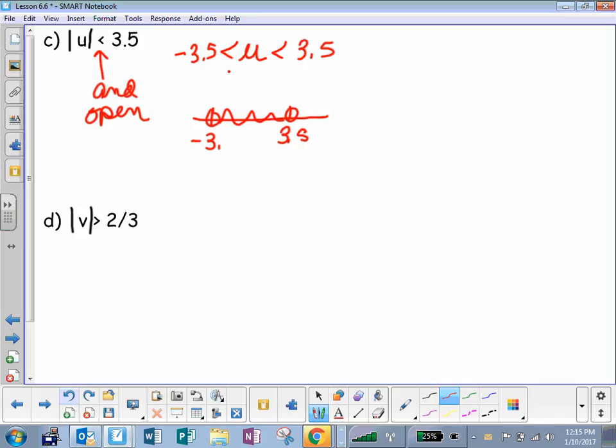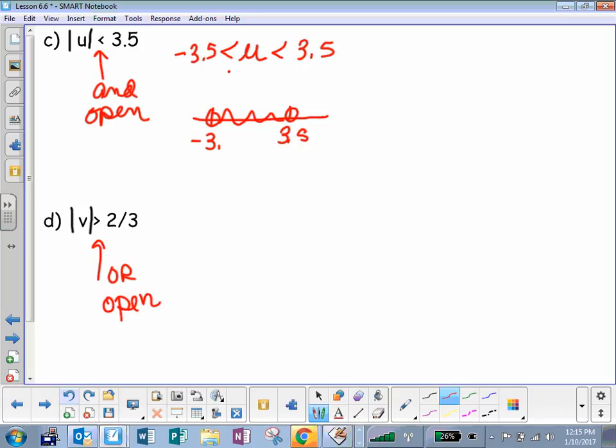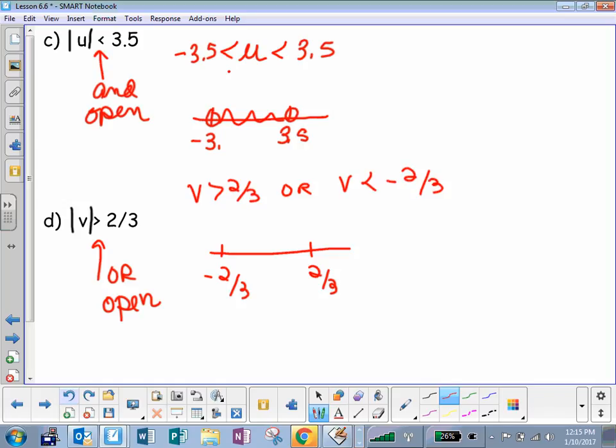And or for the next one. Or. Open or closed? Open, right? It doesn't have that equal sign on there. Okay, so we're looking at 2/3 and we're looking at negative 2/3. So we know v is greater than 2/3 or v is less than negative 2/3. Open to the left, open to the right.